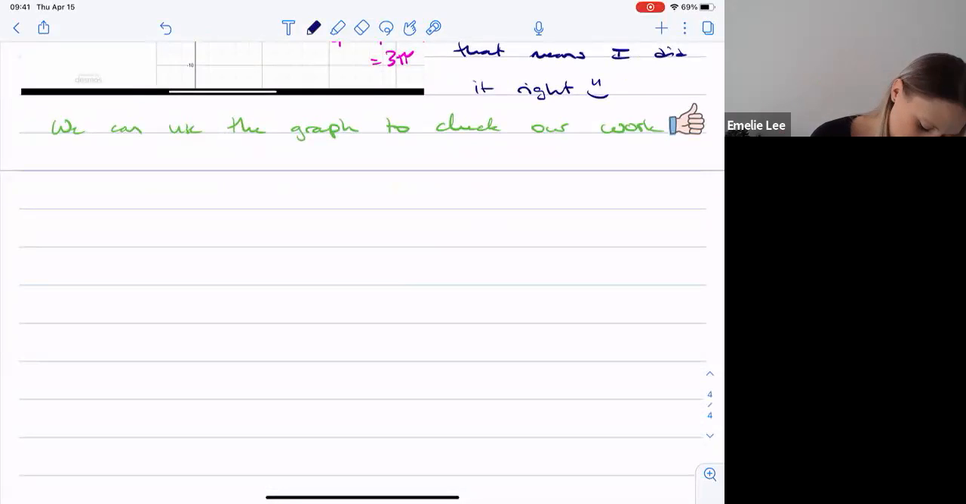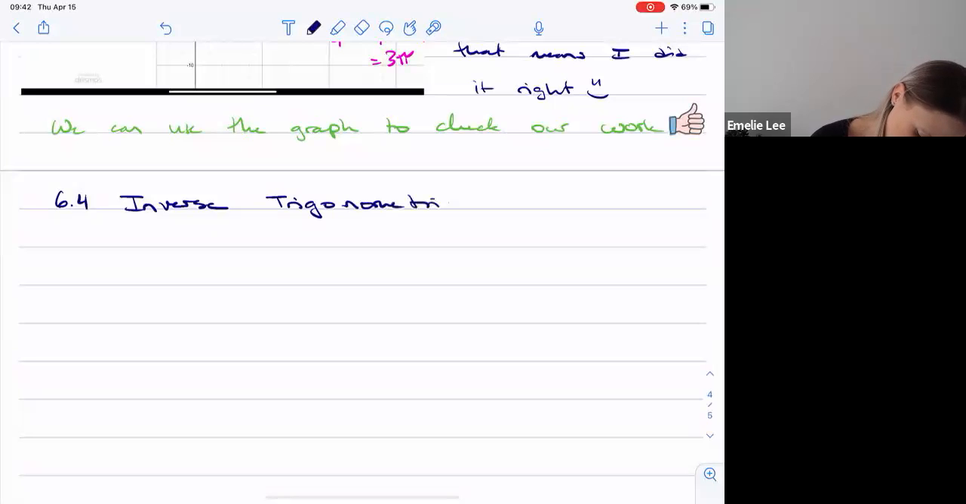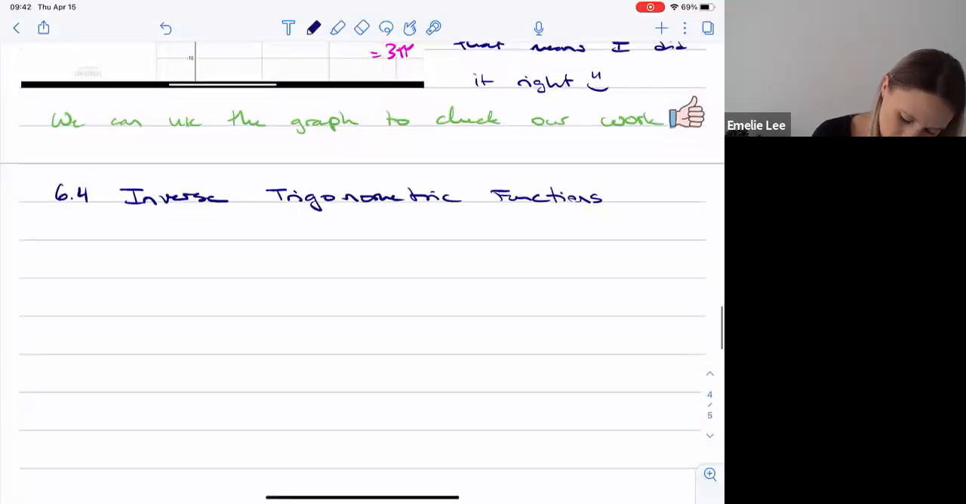Okay, so section 6.4 is called the inverse trigonometric functions, and right triangles.